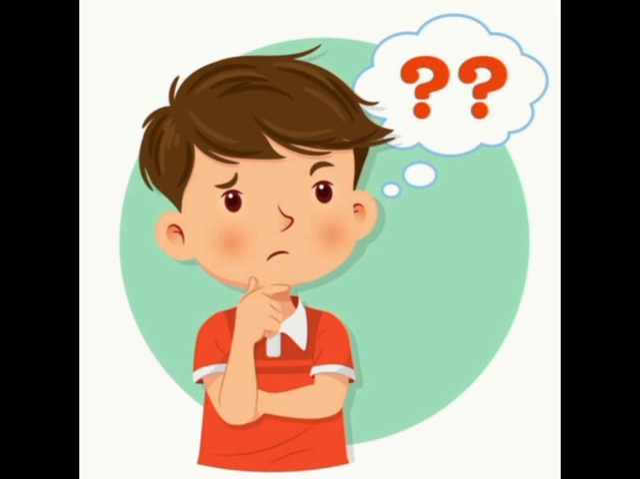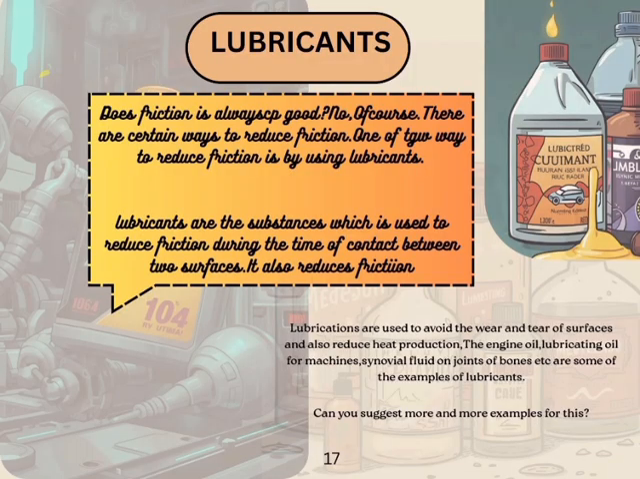Now we are going to the topic: what are the ways to reduce friction? Does friction have only merits? No way. It also has demerits. So to avoid friction, we have many methods. Next we are moving to the session to know the ways to reduce friction. There are certain ways to reduce friction. One way to reduce friction is by using lubricants.